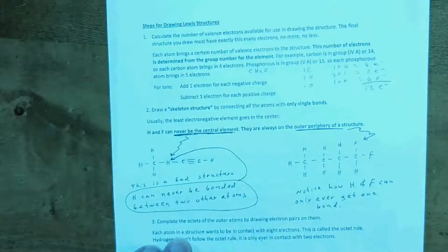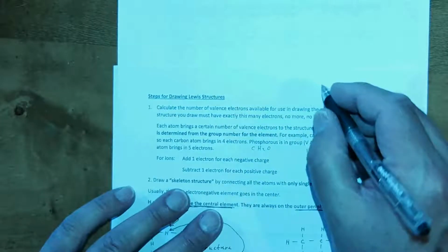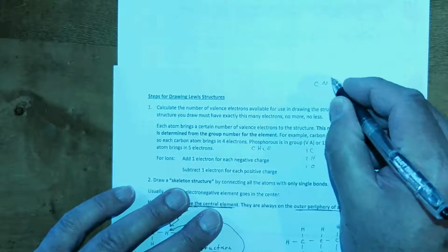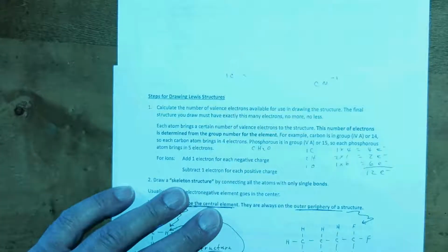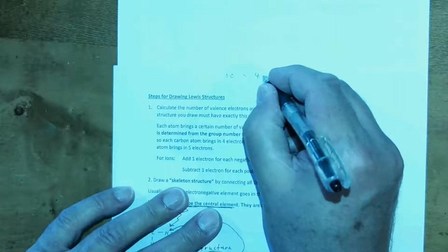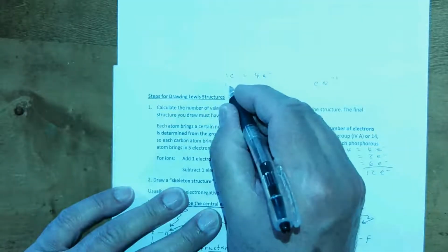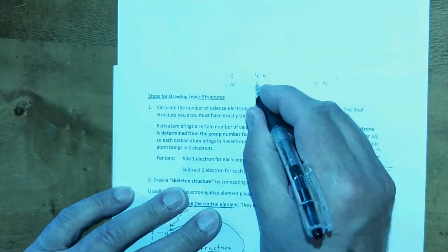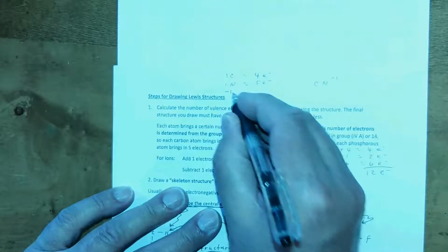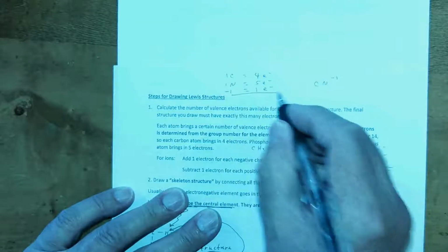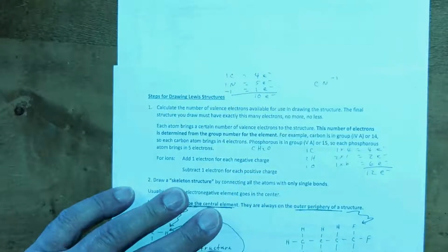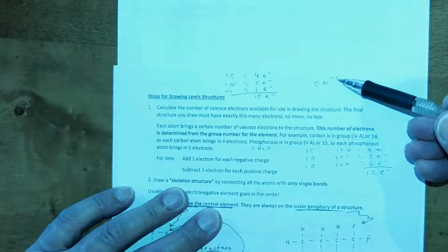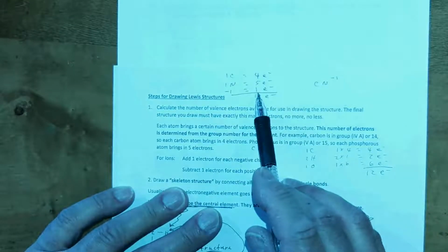So if you were doing the Lewis structure for something like, say, cyanide here, CN minus 1. One carbon atom is worth 4 electrons. One nitrogen atom is worth 5 electrons. That negative 1 charge is worth 1 additional electron, and the total number of electrons present in the cyanide ion would be 10. So if you have a negative charge, you add in 1 more electron.